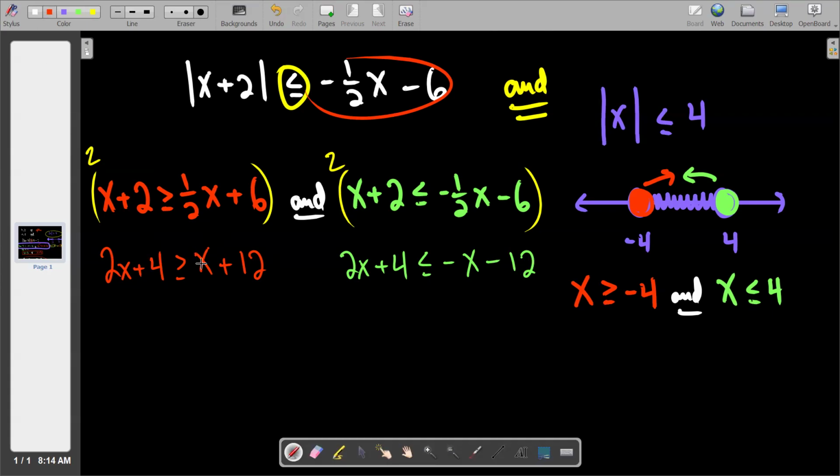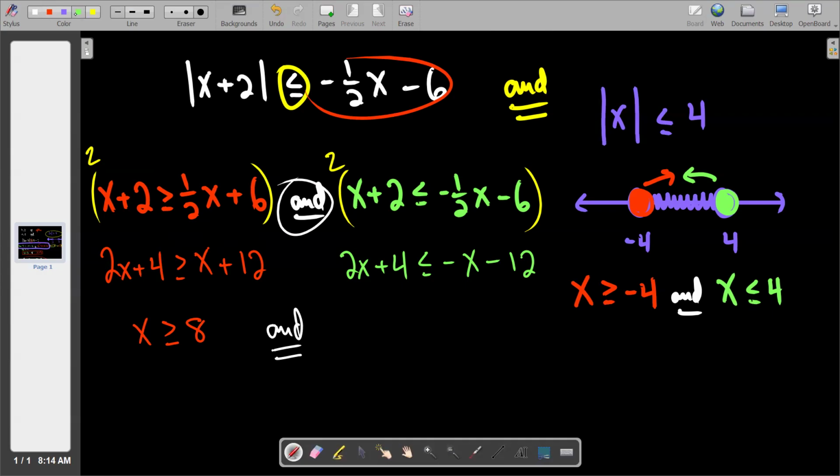Let's press on. If you bring your x over to the left, you only get 1x. Keep your sign the same. Bring the 4 over. You get 8. And we've figured out one of our 2 constraints now. Okay. And then I'm going to copy down the big critical word and. Cannot stress again enough the importance of that word and.